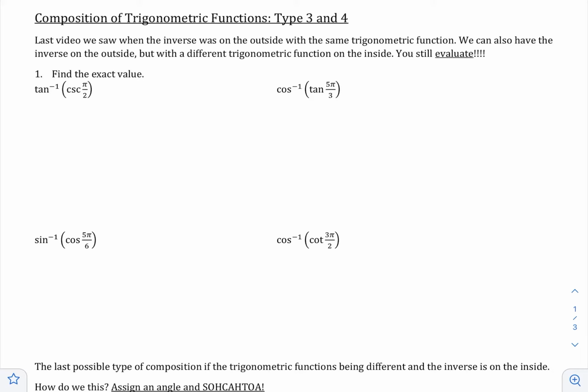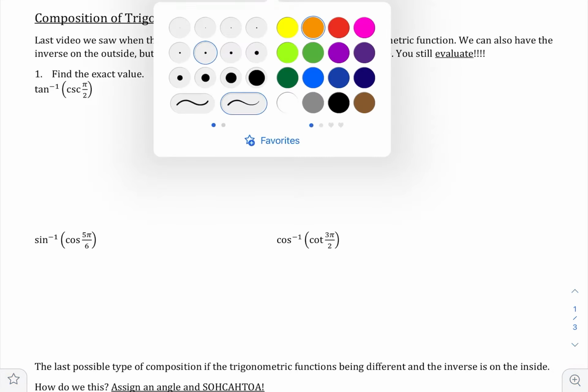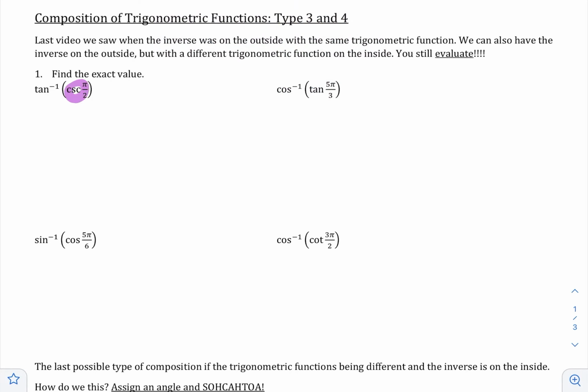So if you take a look at number 1, at the 4 examples here, you can see that the trig functions are different. So in the first one, it's tangent, cosecant, then cosine and tangent, then sine and cosine, then cosine and cotangent. However, in type 3, the inverse is still on the outside. And luckily for us, we do it the exact same way as type 2. Whenever the inverse is on the outside, you evaluate. So when you evaluate, you always work first with the inside function.